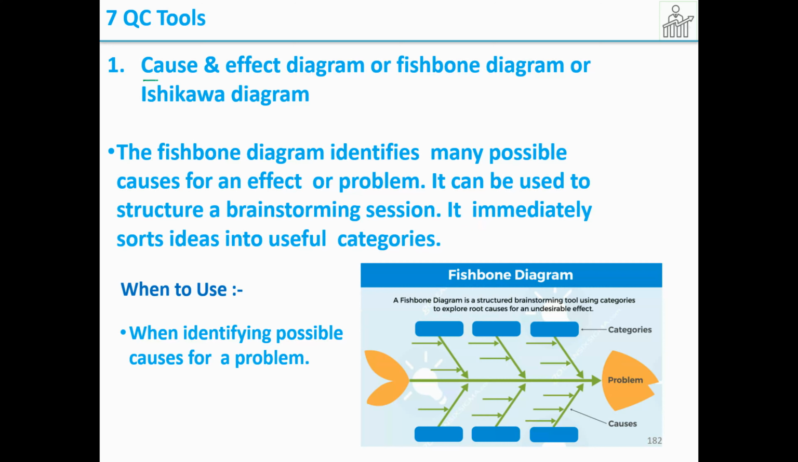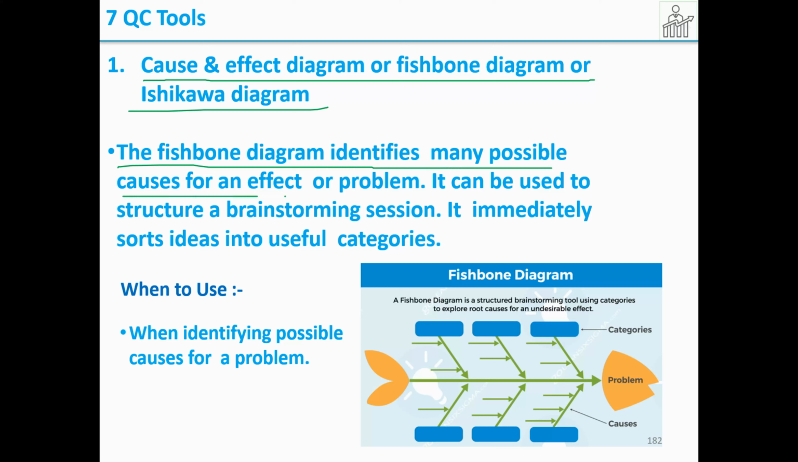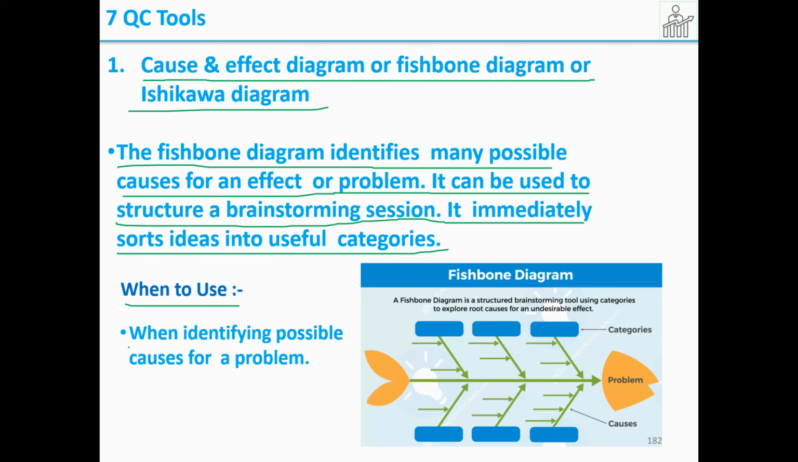Next is 7QC tools. The first of the 7 quality control tools is the cause and effect diagram, or fishbone diagram, or Ishikawa diagram. The fishbone diagram identifies many possible causes for an effect or a problem. It can be used to structure a brainstorming session. It immediately sorts ideas into useful categories. When to use? When identifying possible causes for a problem. So this is a problem. We can identify the categories and list down possible, potential causes for the problem, and verify and solve it.